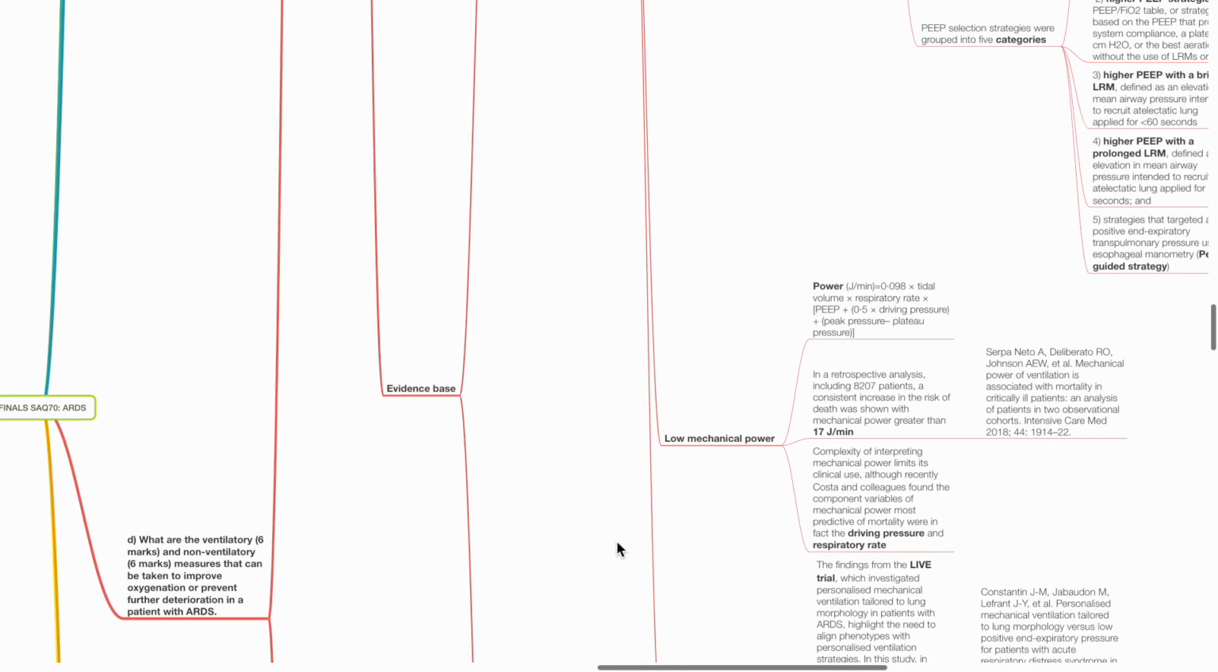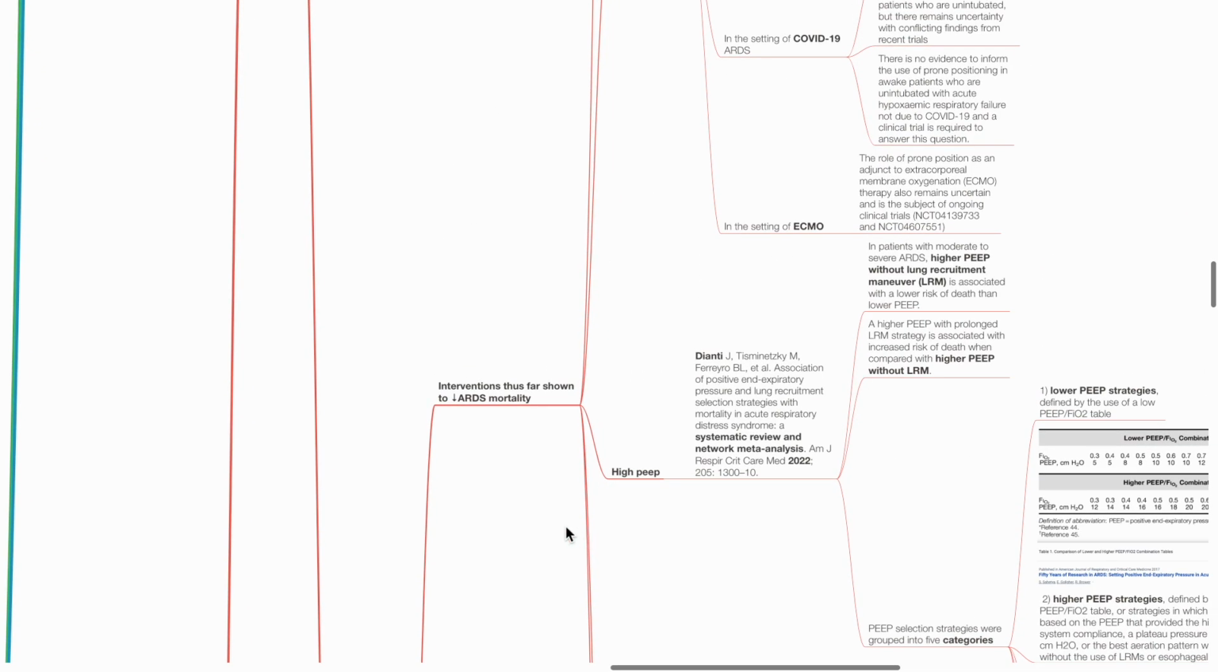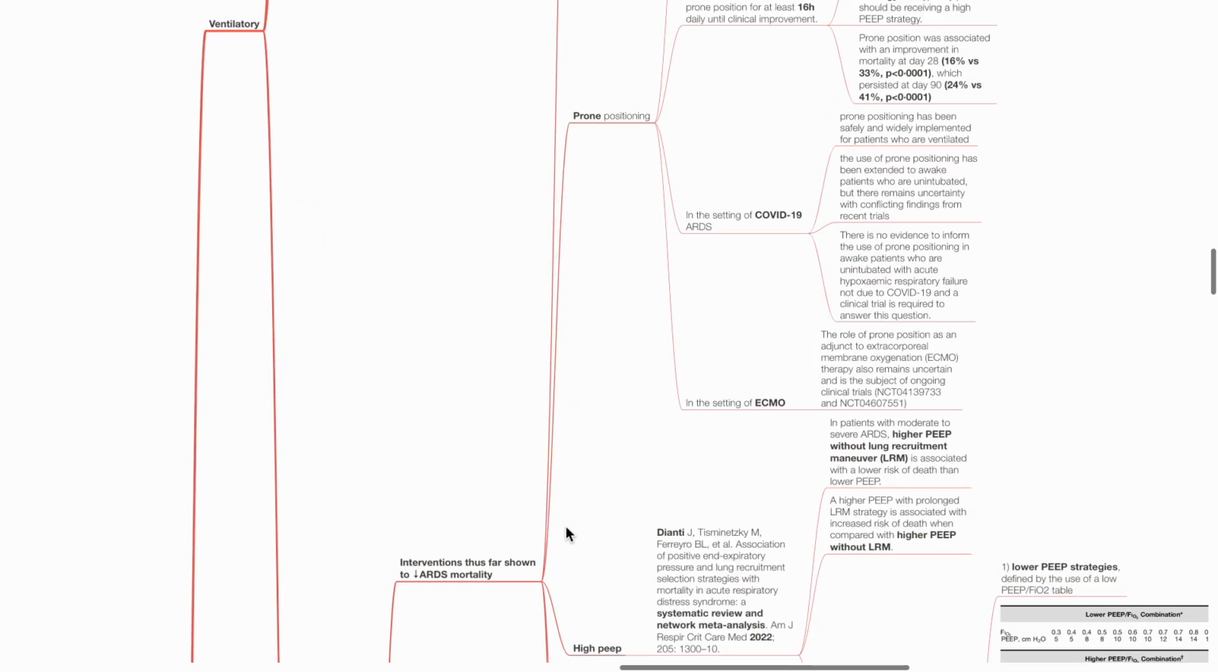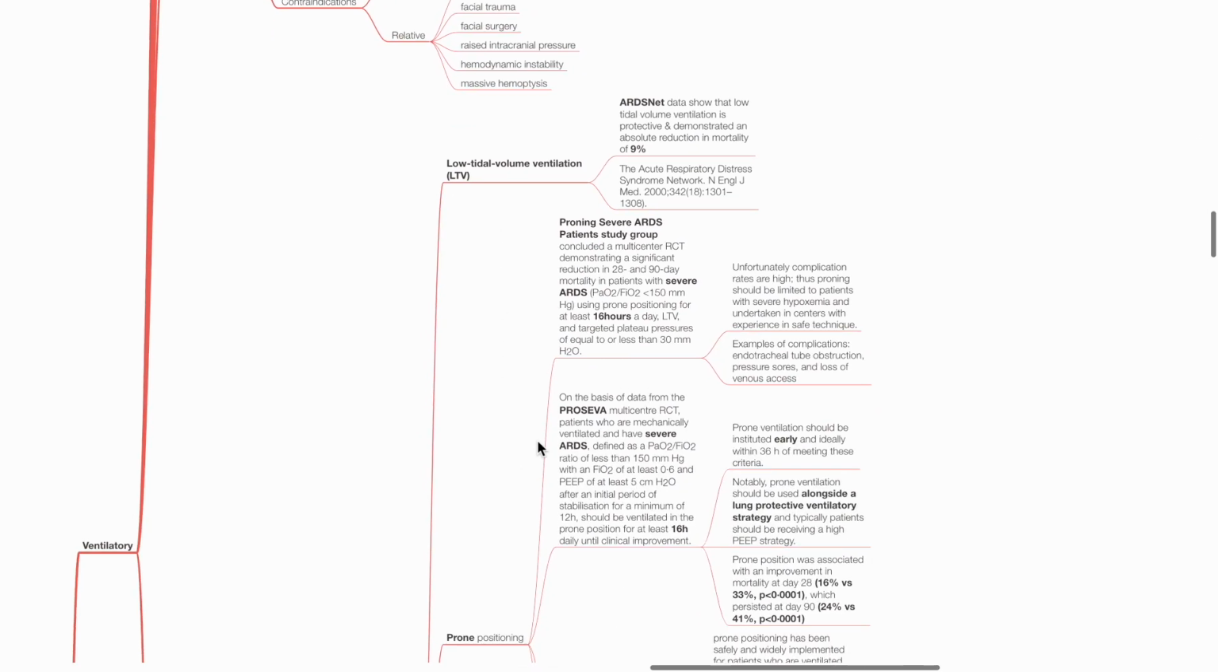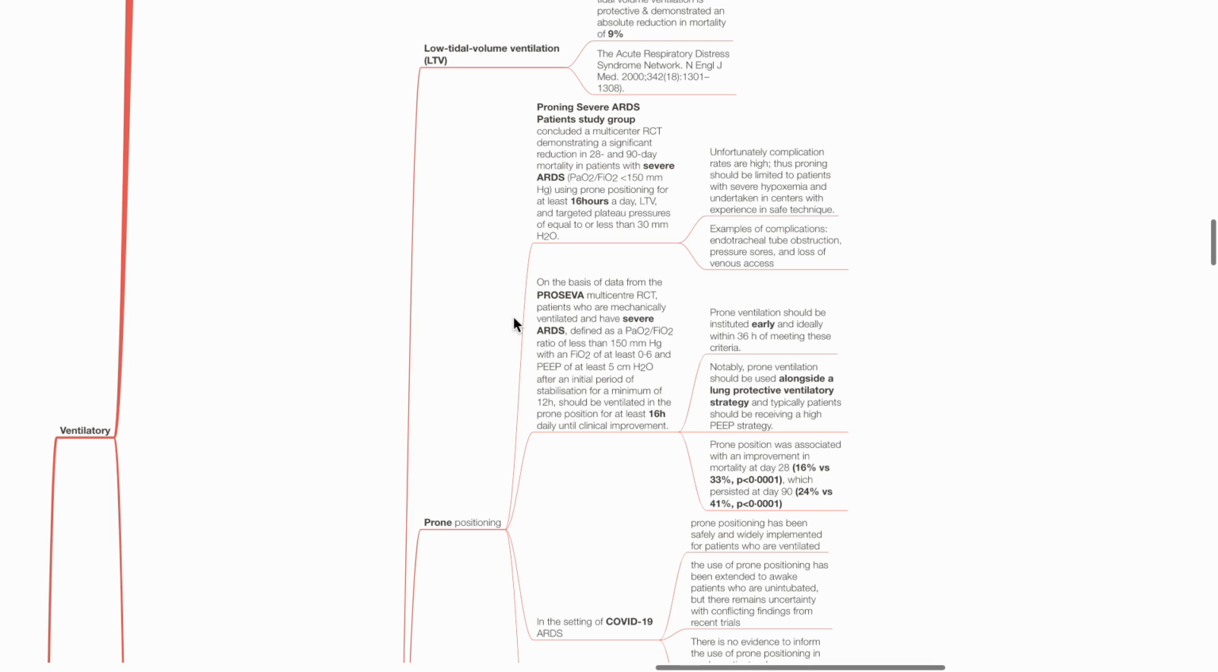Evidence base. Interventions thus far shown to reduce ARDS mortality include low tidal volume ventilation based on ARDSNet data. Mortality is reduced by 9%. Prone positioning based on the PROSEVA multi-center RCT, whereby patients with severe ARDS are prone for at least 16 hours daily while employing lung protective ventilatory strategy.